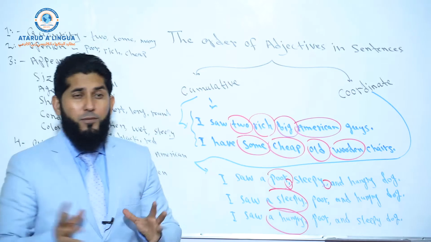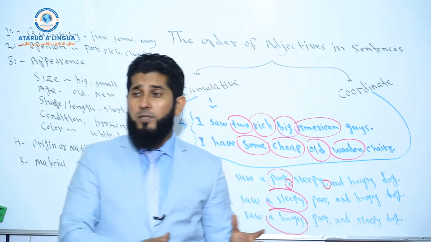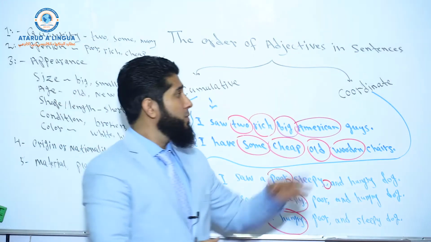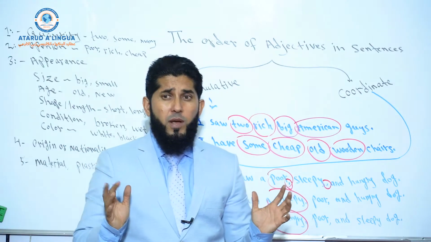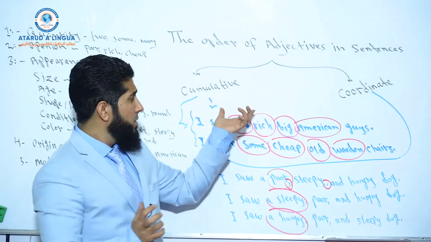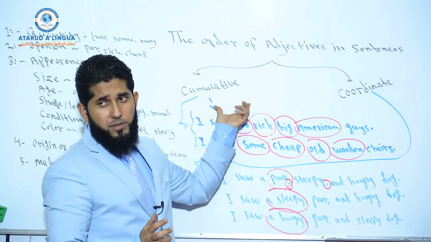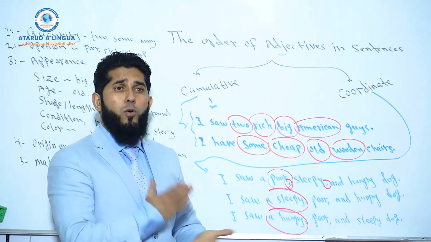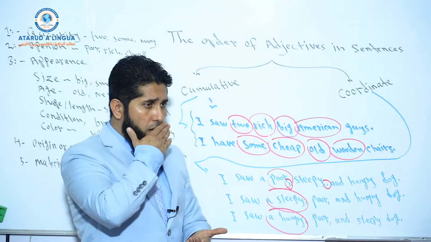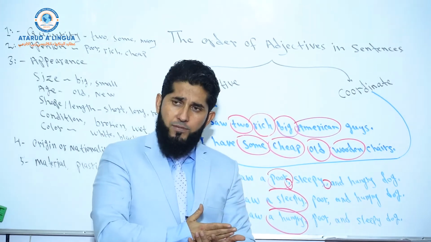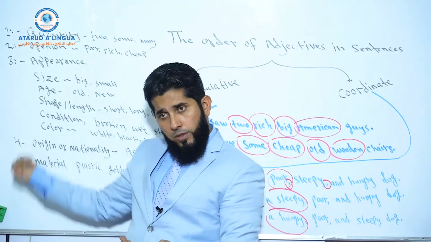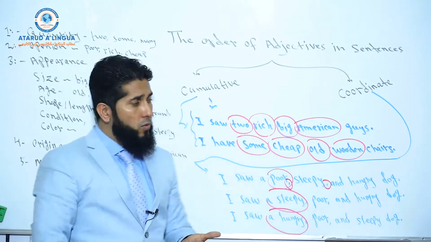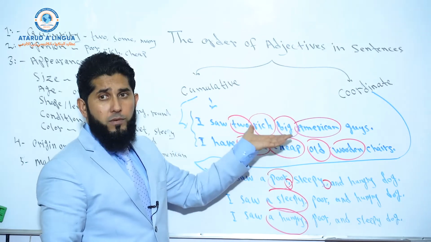So, what is the difference between cumulative adjectives and coordinate adjectives? When we bring adjectives from different categories, those are called cumulative adjectives. Can we change the order? No, we cannot change the order. The adjectives have to be used in a specific order, according to the order over here, right? So when it happens, they are called cumulative adjectives, right?